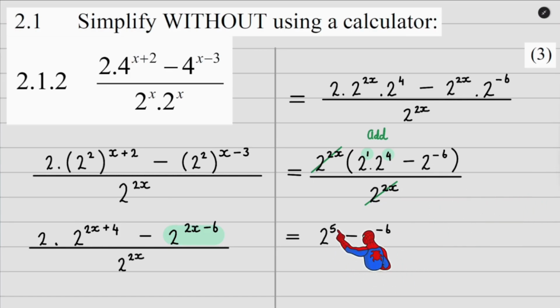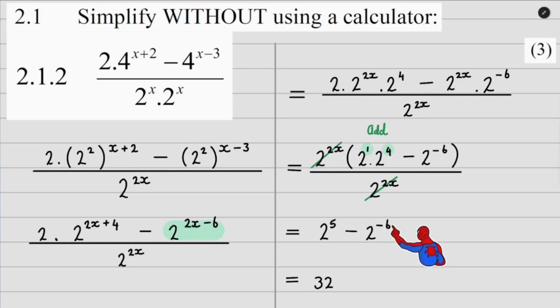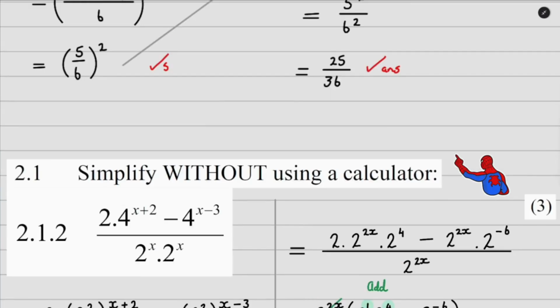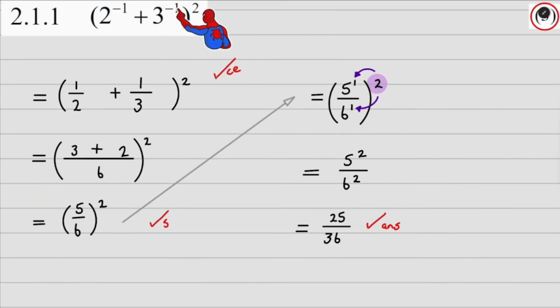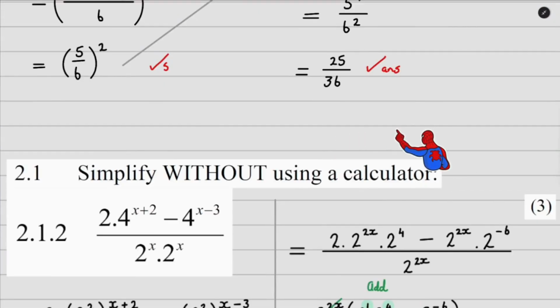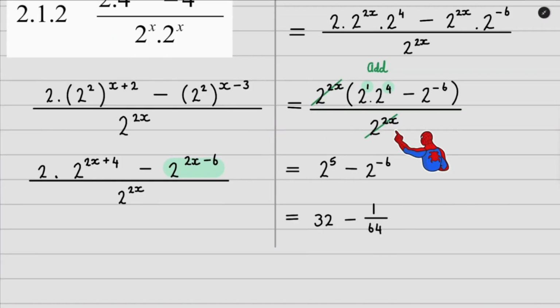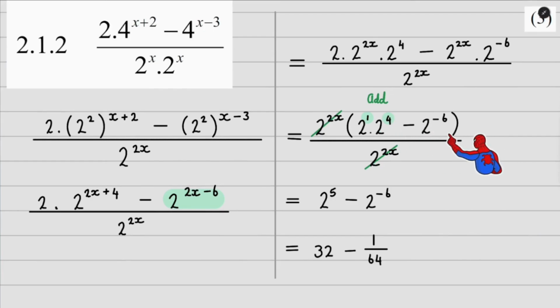2 to the power of 5 is 32. Triple check with your calculator if you're not too sure. Okay, 2 to the power of 6 is 64. But since it's 2 to the power of negative 6, it's going to be 1 over 64. Because of that negative exponent law that we did discuss in the previous question of how we change 3 to the negative 1 into a third. And then we've got to do that without a calculator.